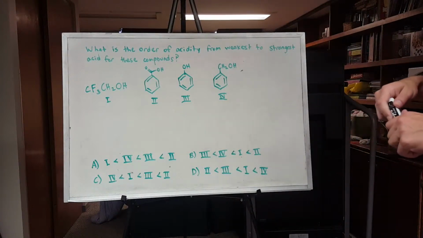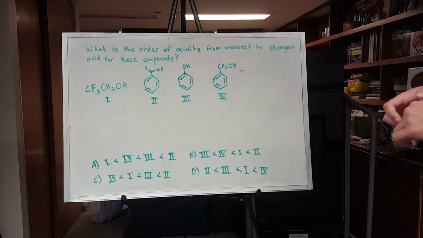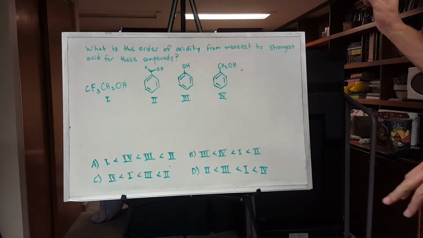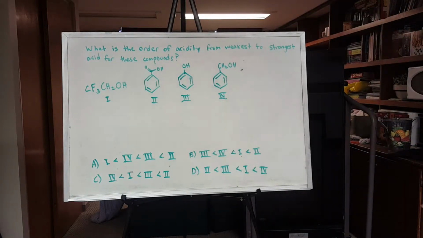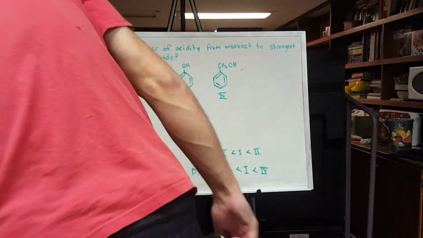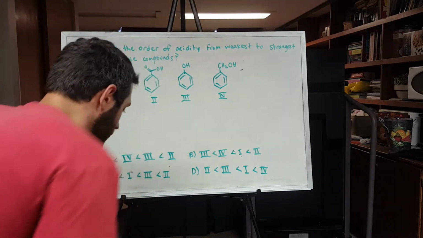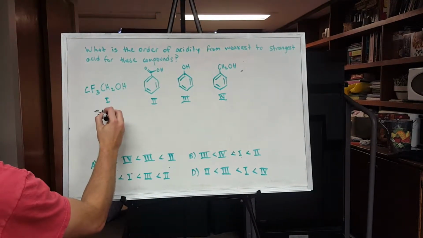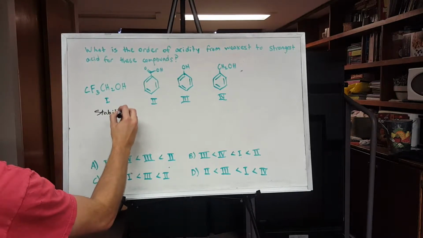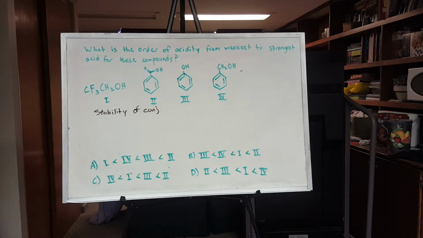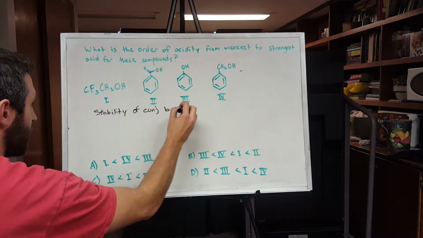What is the order of acidity from weakest to strongest acid for these compounds? So we should take note of a few keys to determining the strength of an acid. I'll jot those down really quick. Number one way to go is stability of conjugate base. The more stable the conjugate base, the stronger the acid.